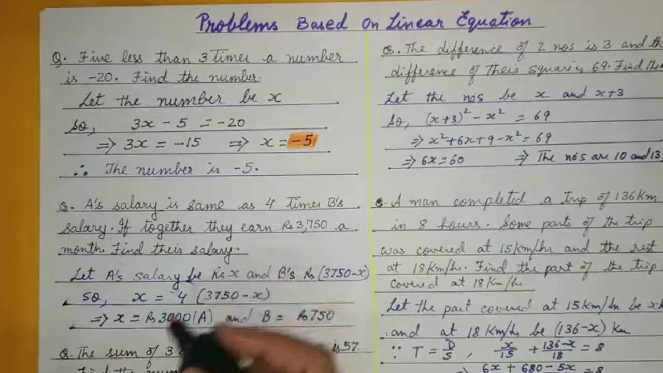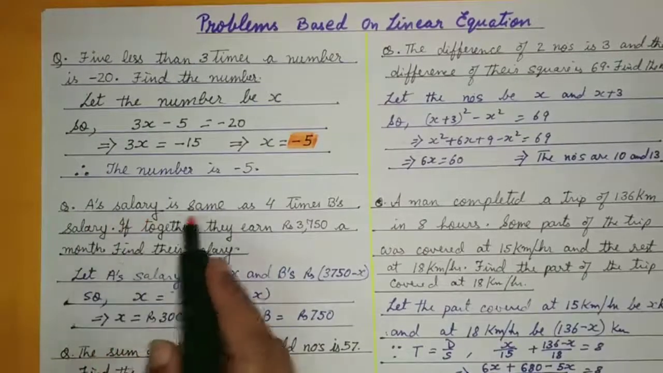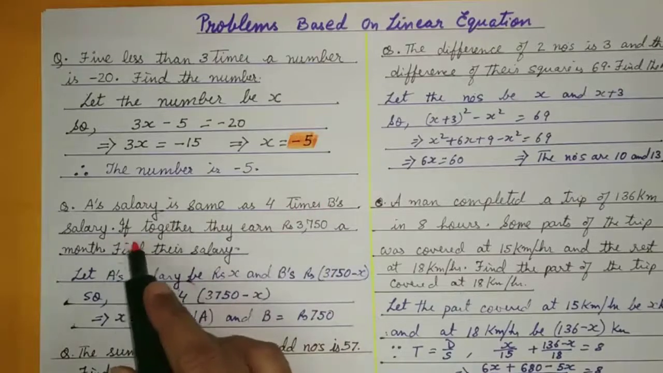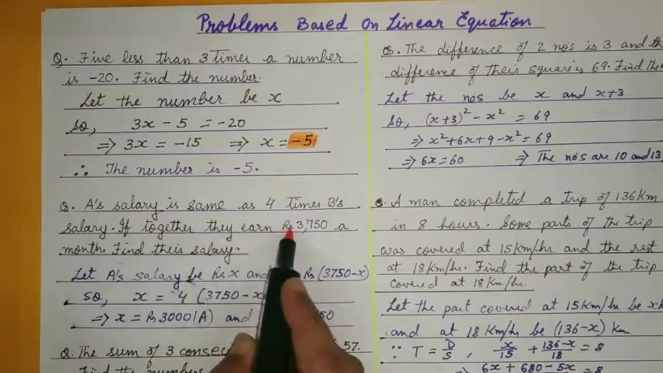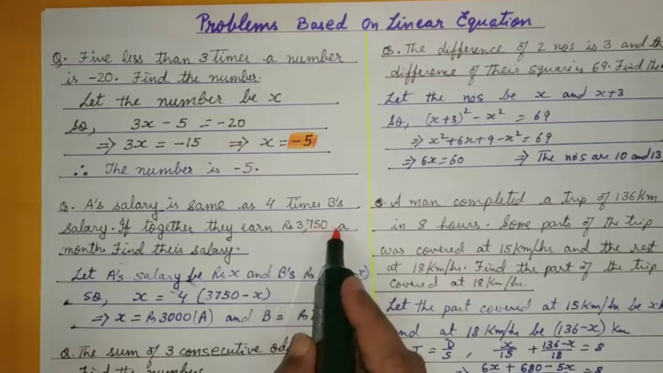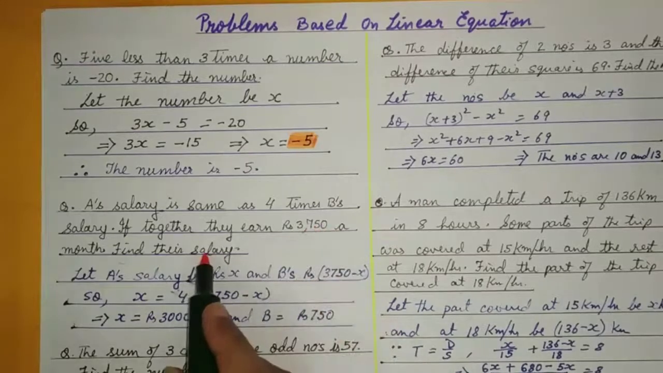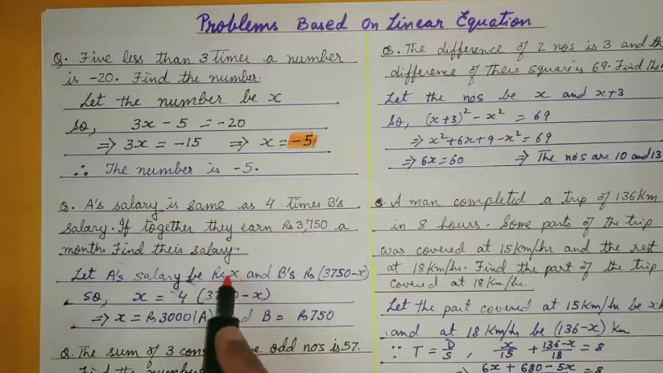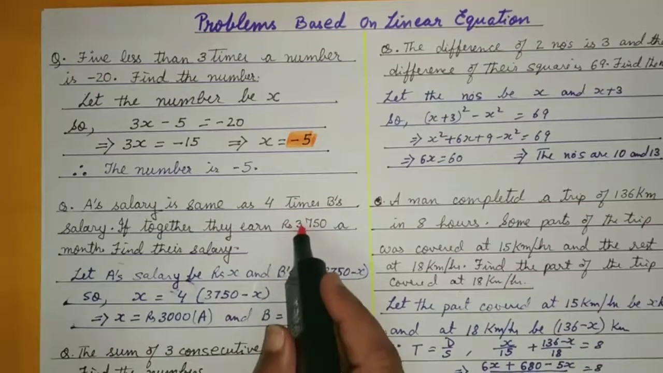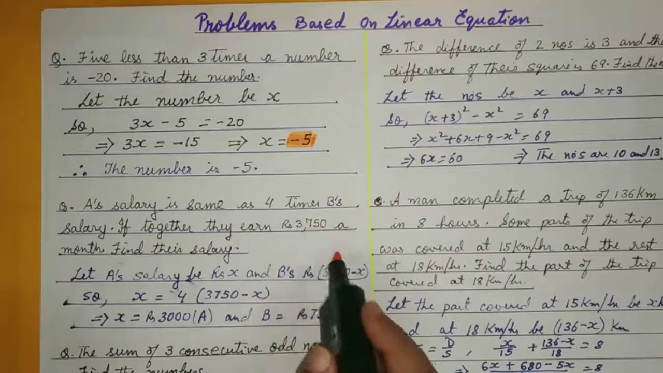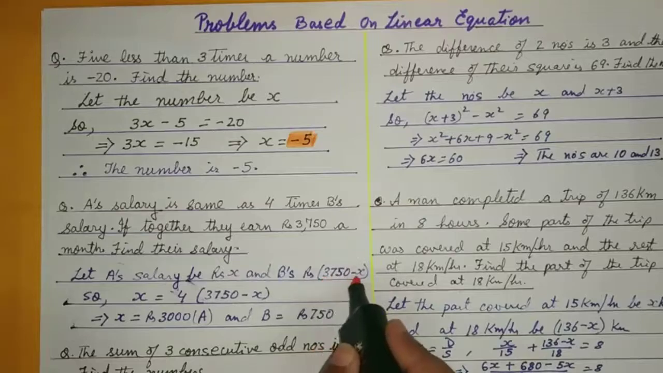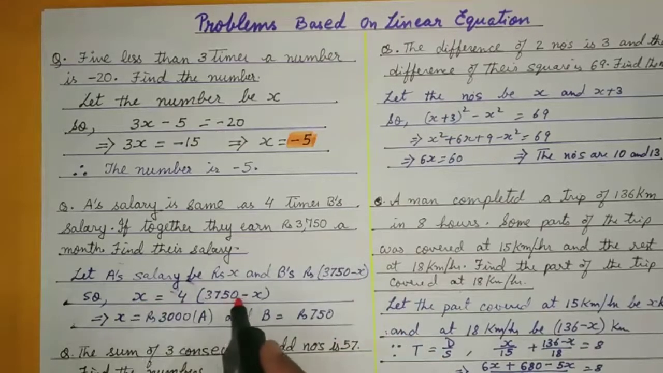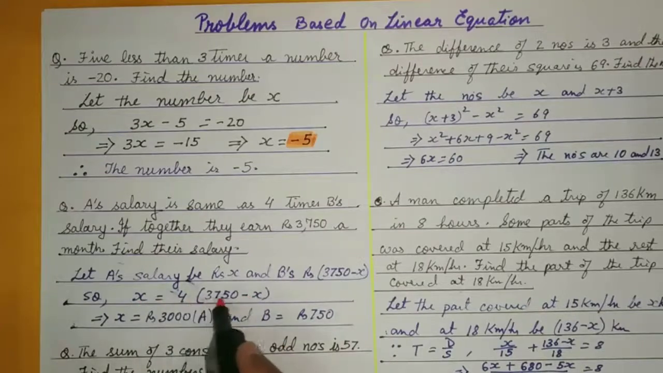Simple. Then A's salary is 4 times B's salary. If together they earn 3,750 per month, find their salary. So let's assume that A's salary is X. So what is B's salary? Because together they are earning 3,750, B should be 3,750 minus X. But the relation is A is 4 times B's salary. So X is 4 into this.